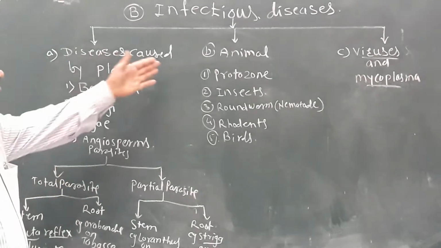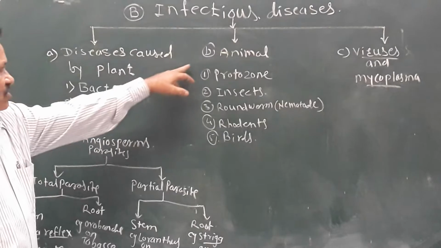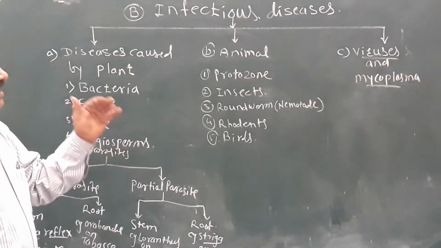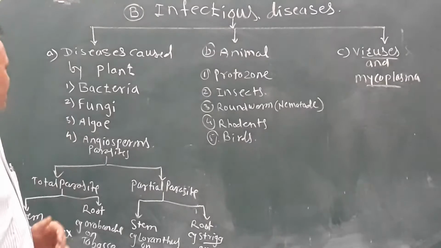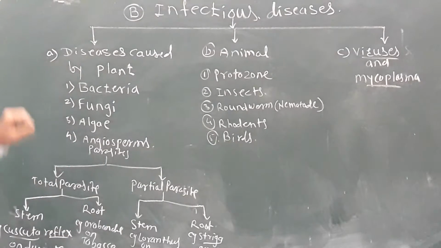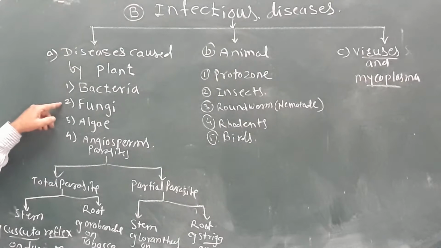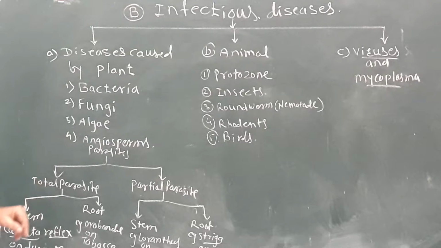Infectious diseases can be caused by plant pathogens. They may be animal pathogens, diseases caused by animals, and diseases can be caused by viruses and mycoplasma. Now the diseases caused by plants. There are different types of plant pathogens: bacteria, fungi, algae, and angiosperms.